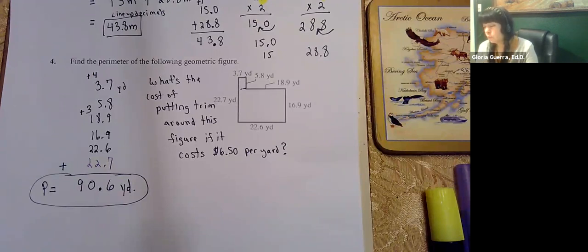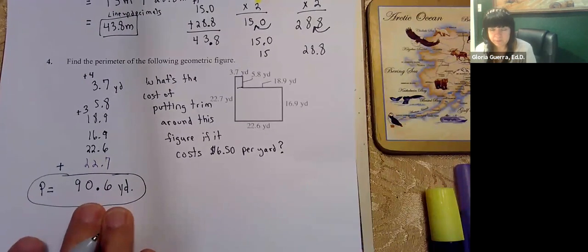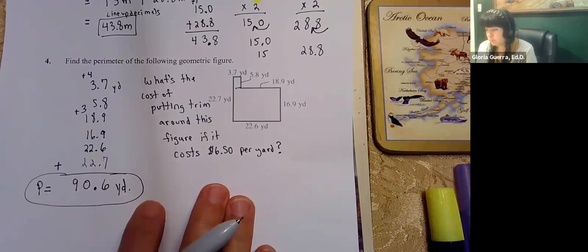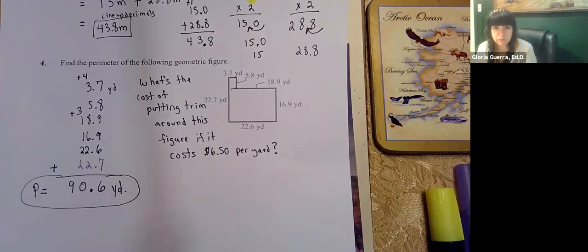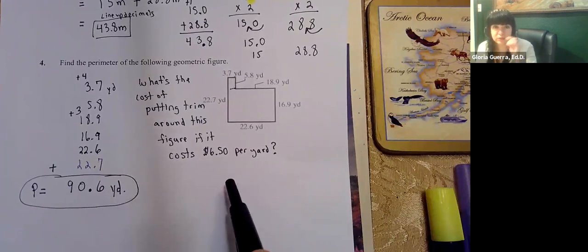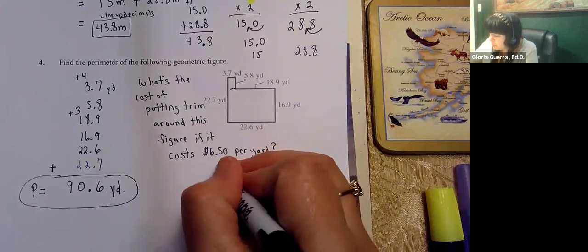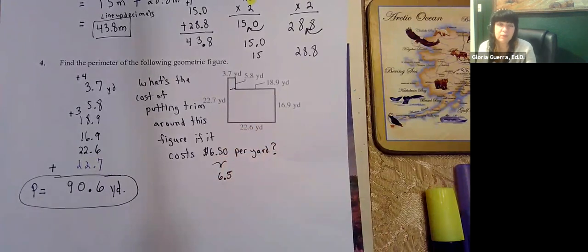And this first operation for part one, to find the perimeter, you add. But the second operation, when you're trying to find the cost, and you know that the trim is $6.50 per yard, calls for multiplication. So we're basically going to be multiplying the 90.6 with the $6.50. But I can save a little bit of work. $6.50 is equivalent to 6.5. This is a 0 we can actually leave off here.